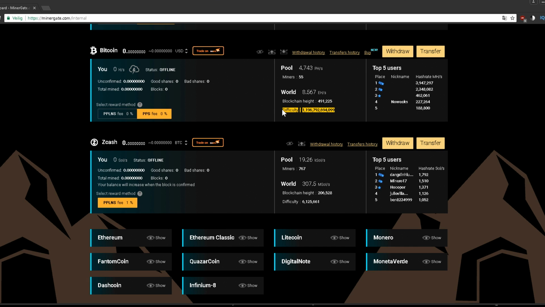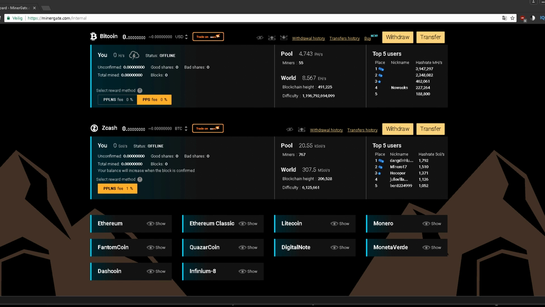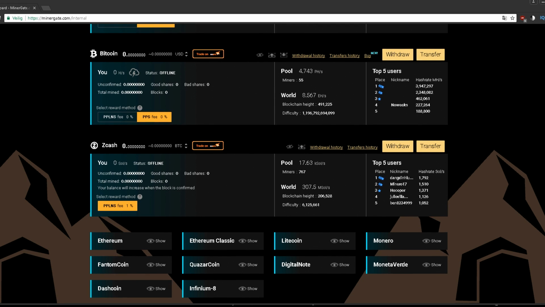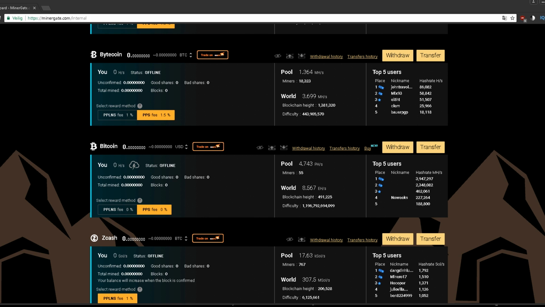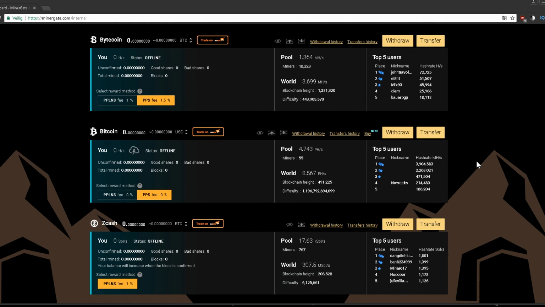So this gives you a good clue on maybe, hey, that's too difficult for my laptop or my phone, I'm going to do another coin, because you don't want to spend all your time on a coin and then have nothing, because you've mined for years and you don't even have enough to send it somewhere, because the fee is already higher than what you have mined.